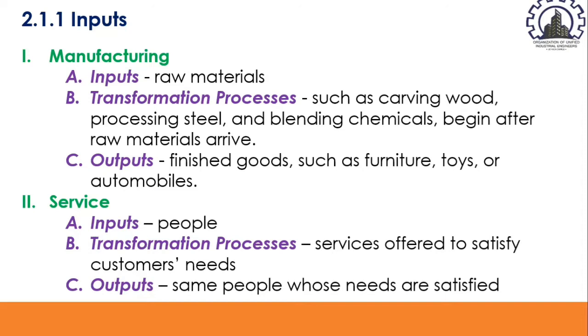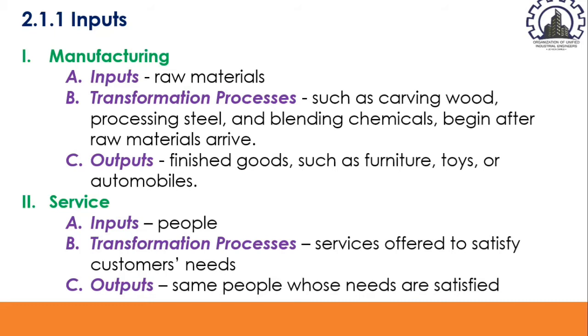Now, in contrast, inputs for service sectors include people such as patients, travelers, and vacationers to satisfy customer demand for services such as medical care, in-flight services, and recreational entertainment. Hospitals, airlines, and vacation destinations offer services to satisfy customers' needs. And after receiving these services, these same people are now the outputs. For example, patients recover from illness, travelers arrive at a destination, and vacationers have a great recreational experience.